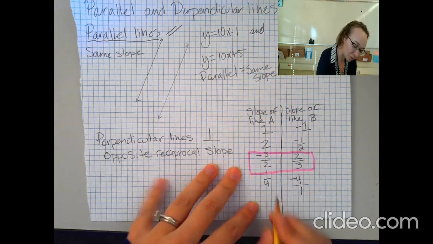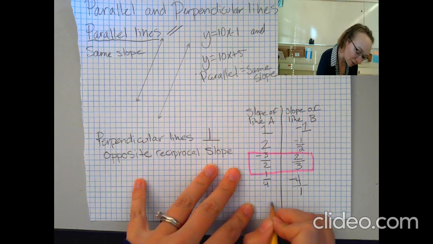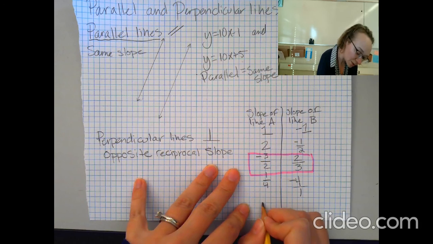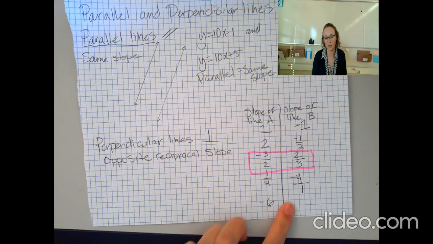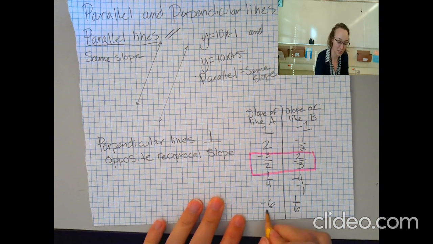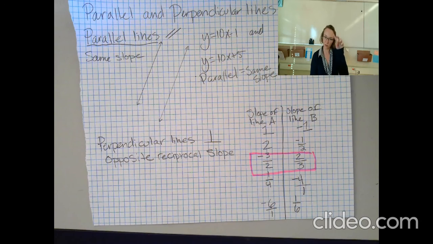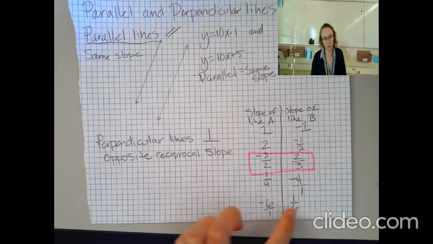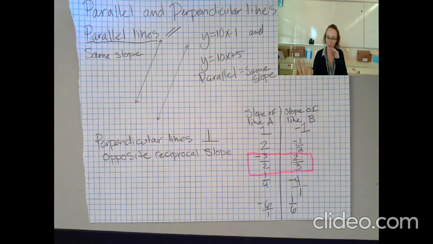If I were to give you the slope -6, what would the perpendicular slope be? Hopefully you agree. It would be 1/6, because this is the same as 6/1. You would flip it, so it would be 1/6. And then since this one was negative, the new one would be positive. It's always going to have the opposite sign for the slope.